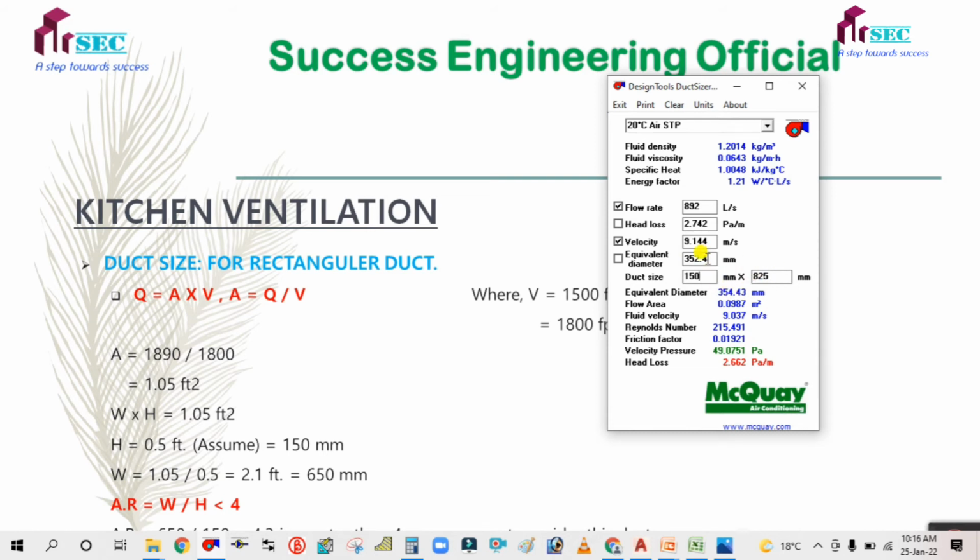This is the exact value actually. This duct sizer is more accurate. We are getting this 825. Okay, the width. So the width of the duct will be 825, which is nothing but 800 only. Okay, always consider an even value, and a higher value. So 850, 150 by 850.